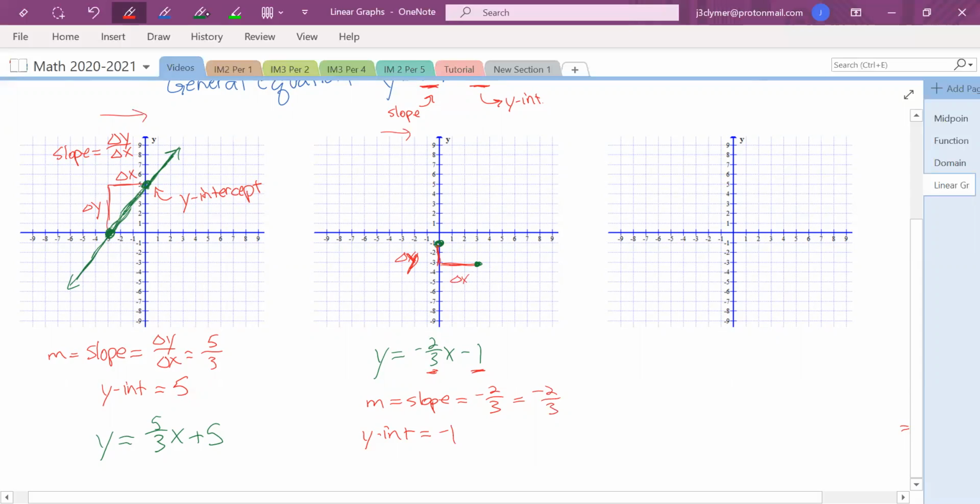Okay, and now I can connect those two dots, and I can make a line, because between any two points, I can make a line. Okay, and so that's how you graph a line when given the equation. You identify your y-intercept, and you plot that point. You identify your slope, and then you make your next point using the slope. All right, so one more example, and then we're going to call it good.